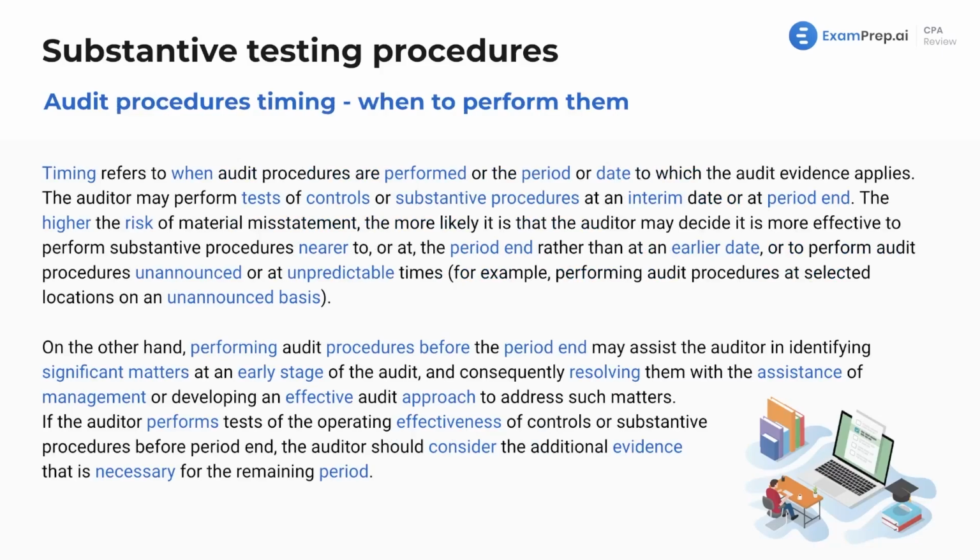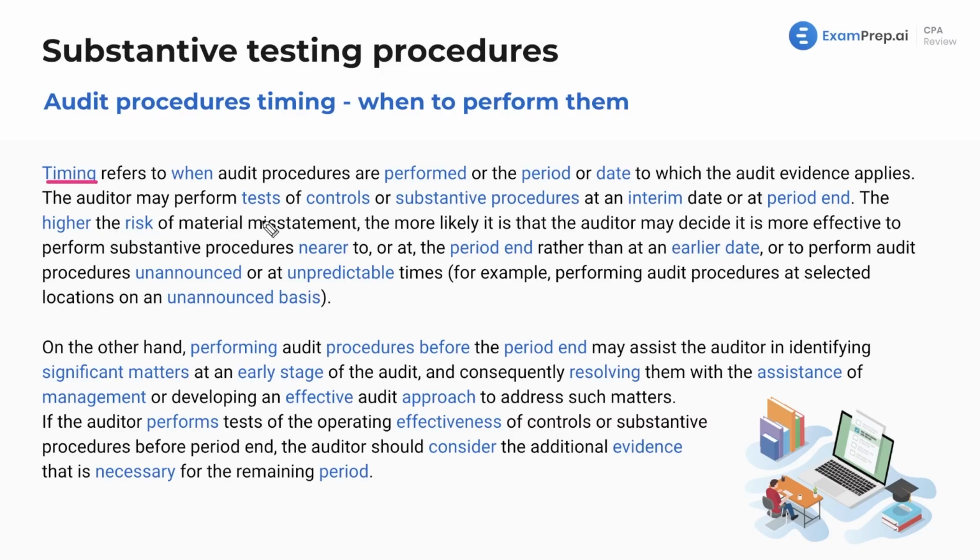Let's talk about the timing. When do you actually perform these procedures? Well, timing refers to when the procedures are performed or the period or date to which the audit evidence applies. We could perform tests of controls or procedures at an interim date or at period end, something that they love to beat to death here.